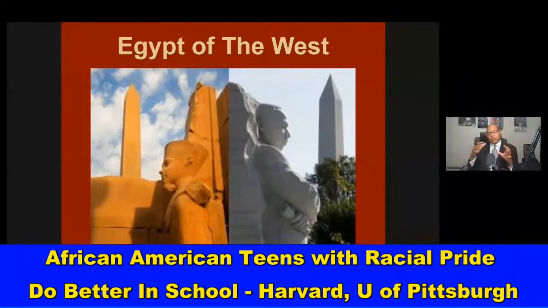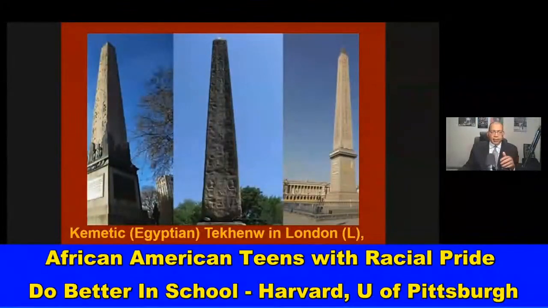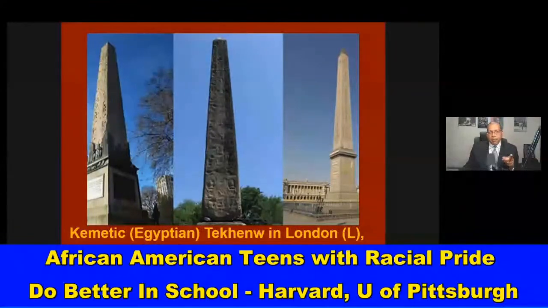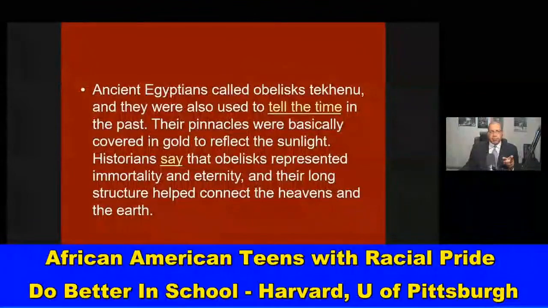So we also deal with the influence of Africa, especially ancient Kemet here in the United States. The Washington Monument is an ancient African symbol called a Tekhen. There are about 1,200 Tekhenu all throughout ancient Kemet. Today, there are less than 12. And you have 3 that are in London, England, New York City, and Paris, France.